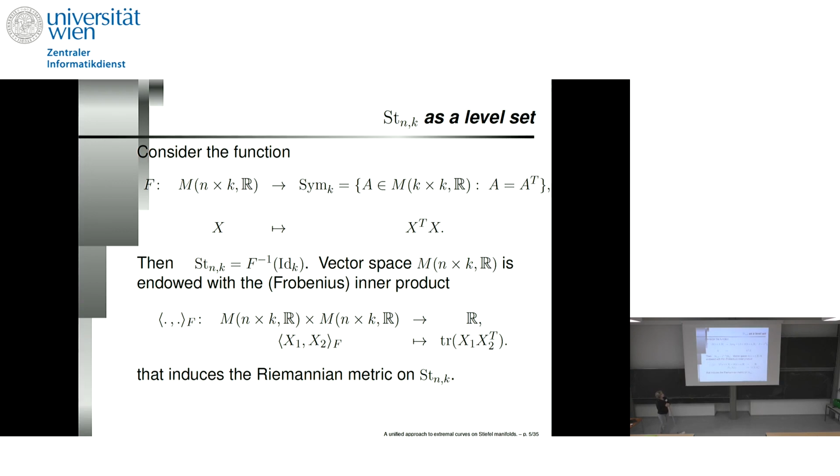It can also be looked at as the pre-image of a certain map. You take the map from the rectangular matrices to the space of symmetric matrices, and if you take the pre-image of the identity, you get the Stiefel manifold. Under this embedding, you can consider the Stiefel manifold as a Riemannian manifold under this trace metric. You take whatever rectangular matrices, you calculate this trace metric, and this gives us the Riemannian metric on the Stiefel manifold. So from that moment, we can consider the Stiefel manifold as a Riemannian one.